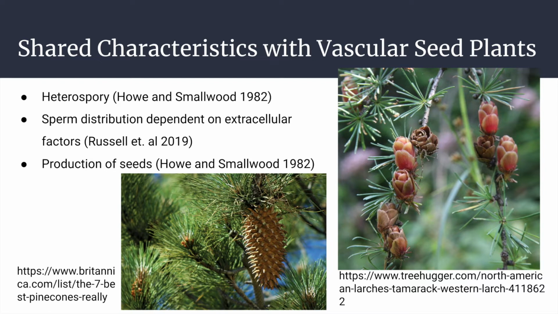Some shared characteristics with vascular seed plants. So both the clades Gymnospermae and Angiospermae are vascular seed plants, and they share the following characteristics. Heterospory. This means that they have two different types of spores: microspores, or sperm, and megaspores, or eggs.